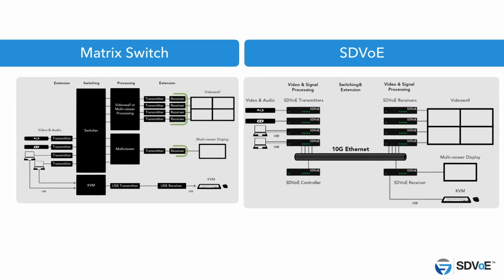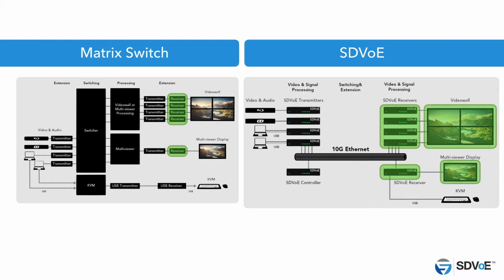Whilst they're both able to receive multiple signals from a transmitter, the SDVoE decoder can also become a video wall processor or a multi-view processor, all from a single command sent by SDVoE control, something you would struggle to achieve with the controls on the front of a matrix switch.